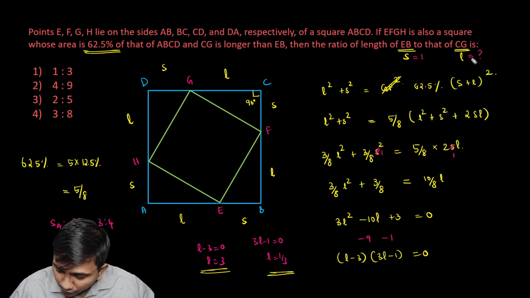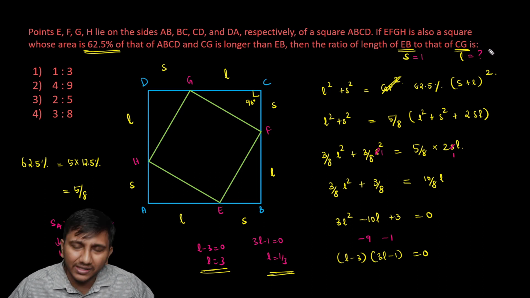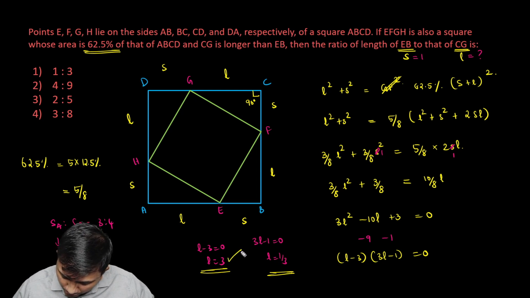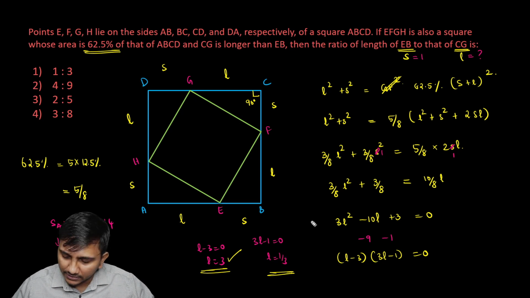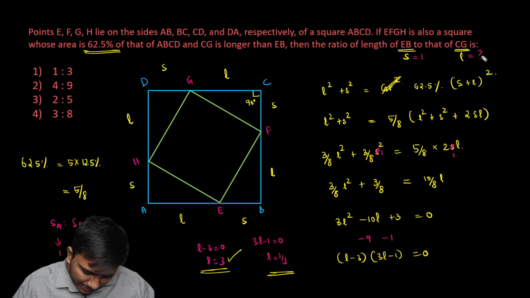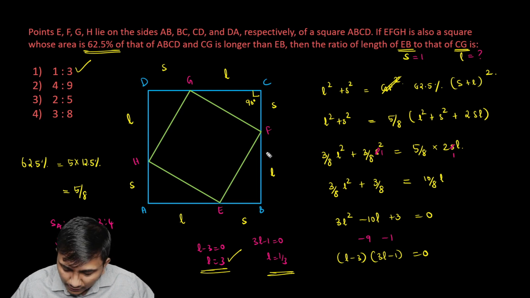If I put L is equal to 3 here, the ratio will be 1:3. I cannot put L is equal to 1/3 here because that would give me 3:1 as the ratio. The shorter side cannot be longer than the longer side. It cannot have a bigger value than the longer side. It's clearly given CG is longer than EB. So I have to go for L is equal to 3 in this case and not L is equal to 1/3. And the moment I go for L is equal to 3, we'll get the ratio as 1:3 for this question. Answer is 1:3.